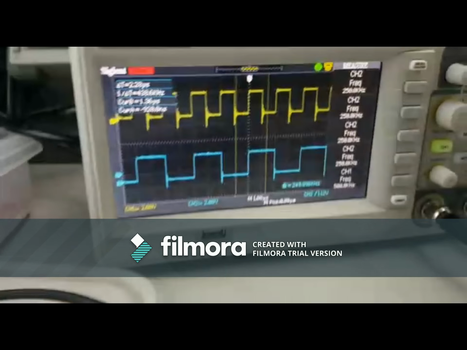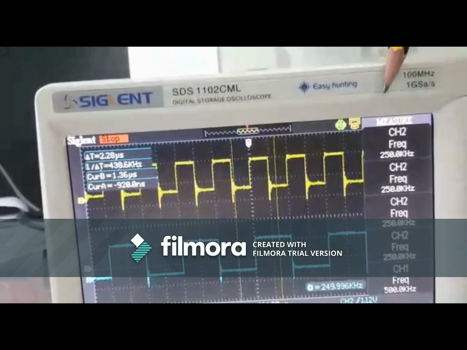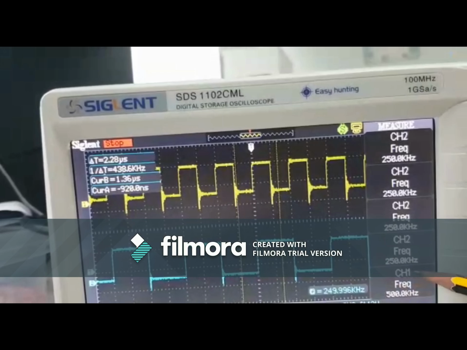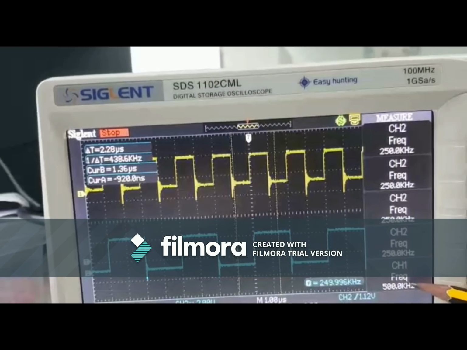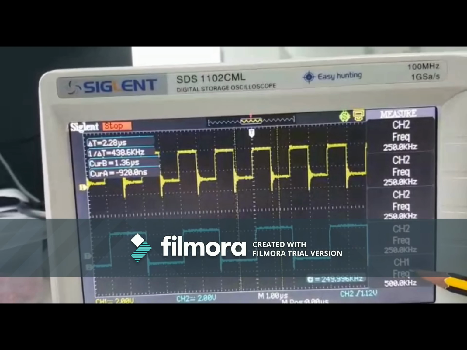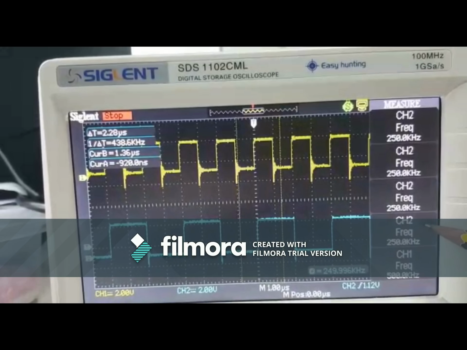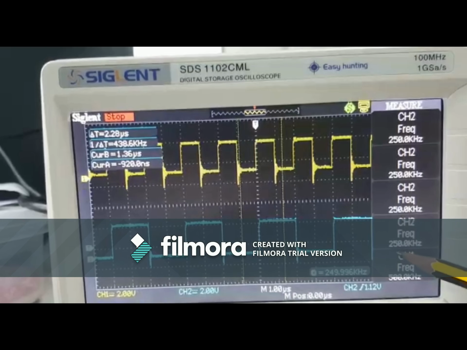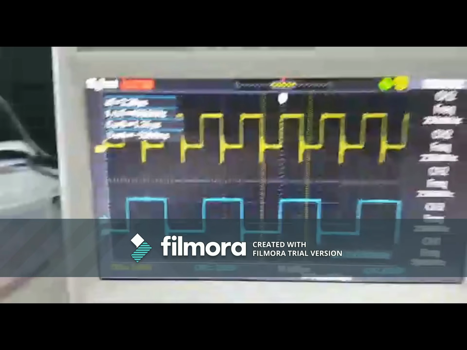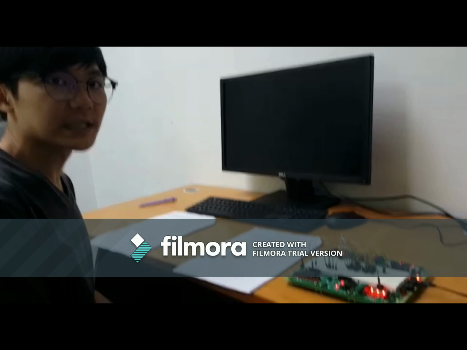So it is shown at the oscilloscope. As you can see, channel 1, which is the clock input, is 500 kilohertz, but the frequency of the output, which is at channel 2, is 250 kilohertz. That's all. Now we are demonstrating lab 2 part 3.